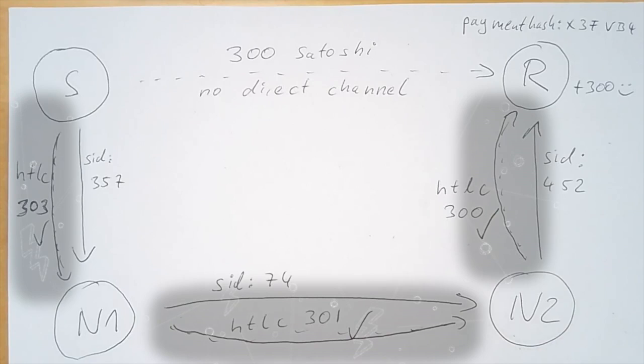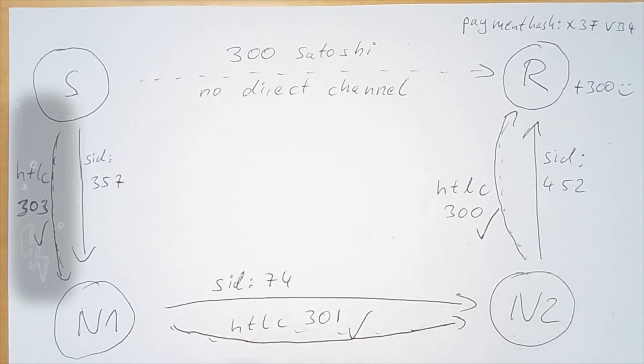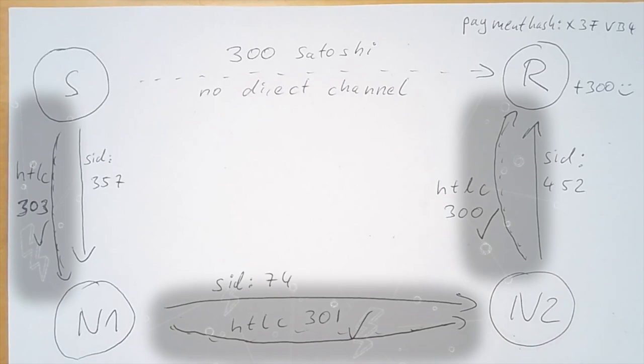Also, I want to emphasize that once the chain of HTLCs is set up, everything is enforceable on the blockchain, and before the chain of HTLCs is set up, nobody really takes a risk. So this is really a secure way of doing a payment.